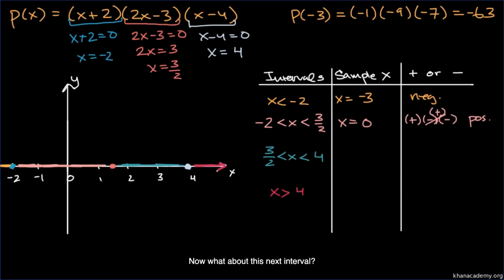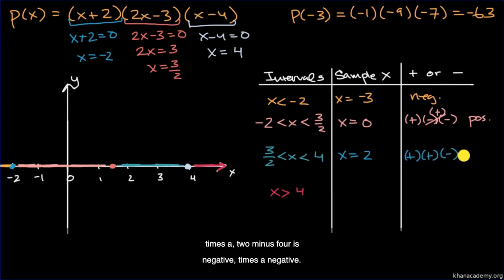Now, what about this next interval here between 3/2 and 4? We could try x is equal to 2. When x is equal to 2, we are going to get a positive times a positive times a 2 minus 4, which is negative. So this is going to be negative over that interval.